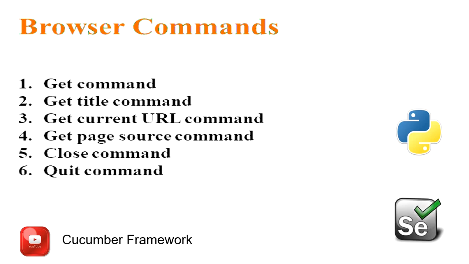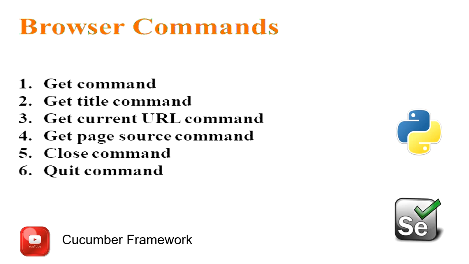In this Selenium with Python Part 3 video, we will see what are different types of browser commands. The get command method is used to open a URL and it will wait till the whole page gets loaded. The get title method will return the title of the page. Get current URL is used to get the URL of the currently opened web page in the browser.